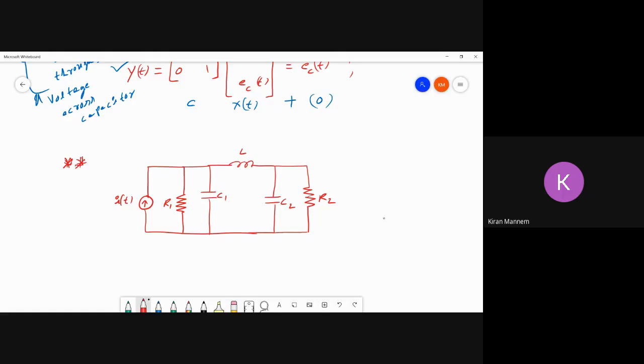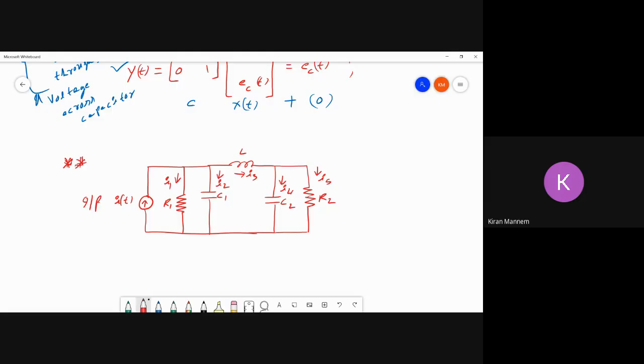So let us represent the current. This is your input, obviously. So let the current through R1 be I1, and through C1 be I2, and this is I3, let us say, and assume this is I4 and this would be I5. Okay. So this is your second example.